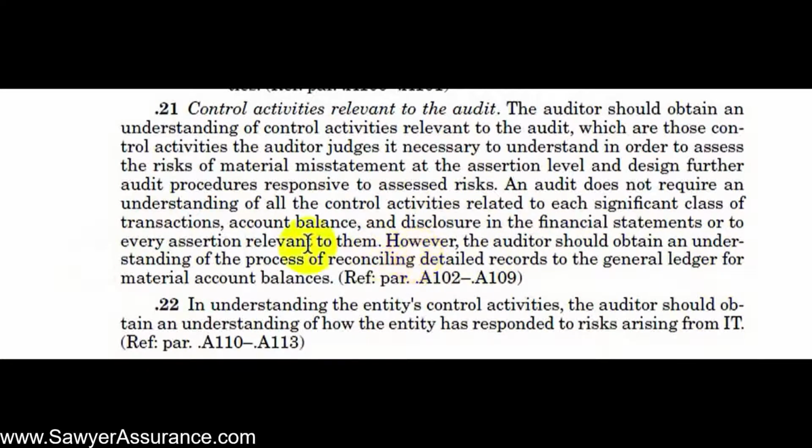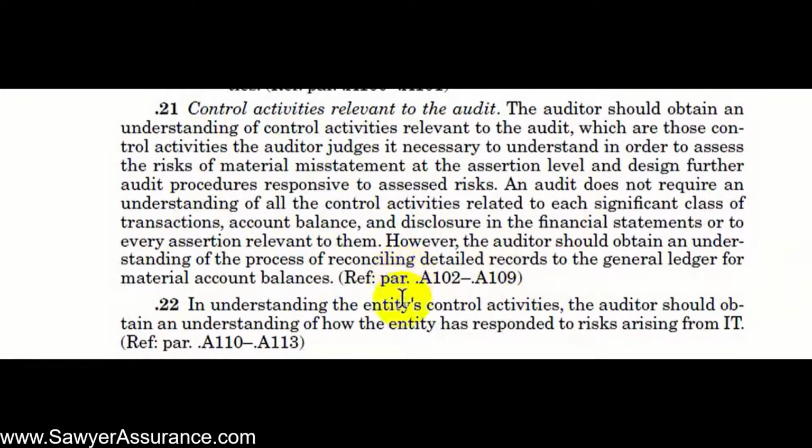And it also says that even though we may not understand the control activities for every transaction class, account, or disclosure, we definitely do need to understand how they reconcile the detailed records to the general ledger for material account balances. So that would be a must, or a minimum, I suppose. And then for the very significant account balances, transactions, and disclosures, we want to understand the individual controls in addition to how the schedules are reconciled to the trial balance.